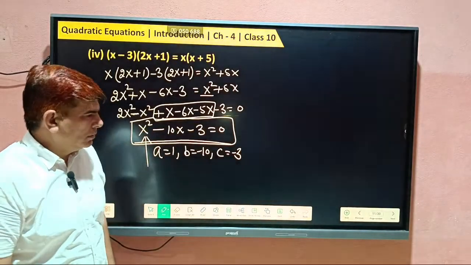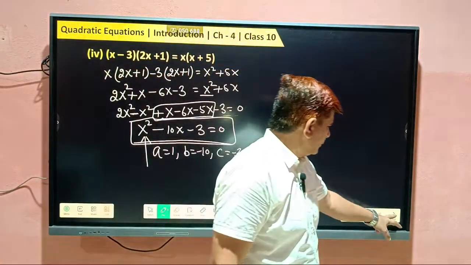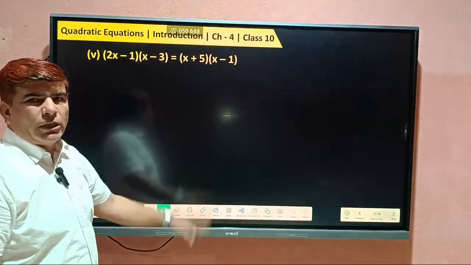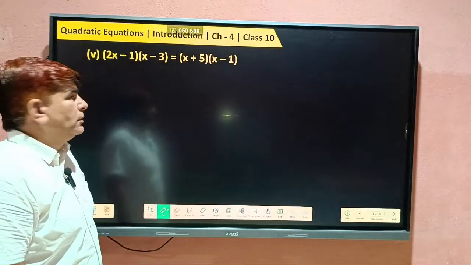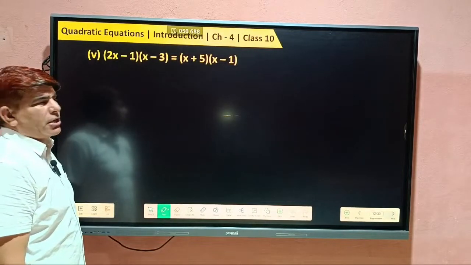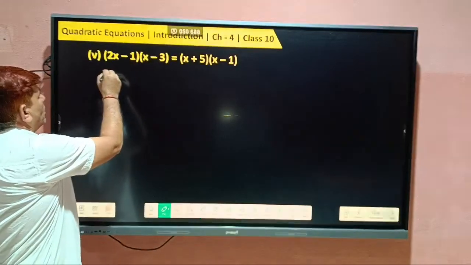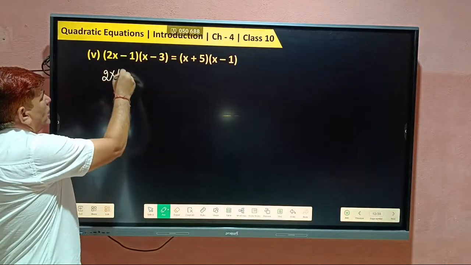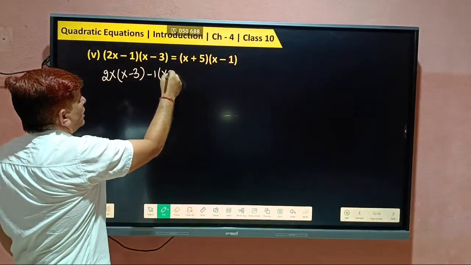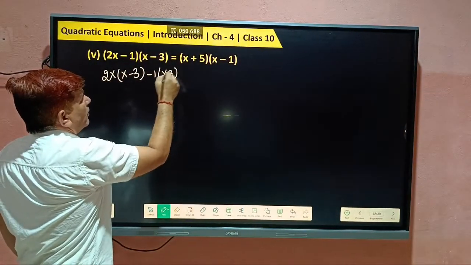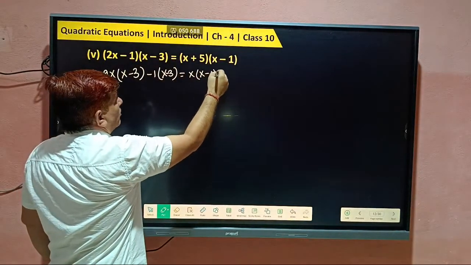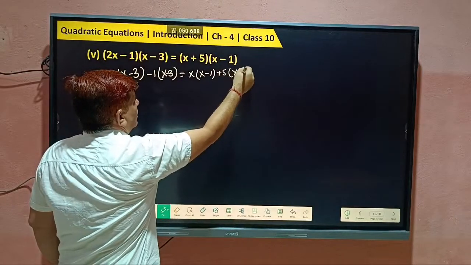Got it? Next part. Fifth part. Easily you can solve. You have to tell whether the given equation is a quadratic equation or not. So you can multiply 2x. Here what's common? x minus 3 and minus 1, x minus 3, equal to x taken common, x minus 1 plus 5 taken, x minus 1.